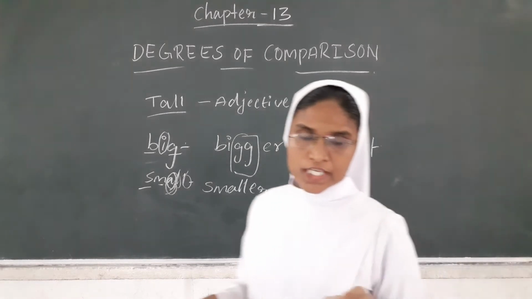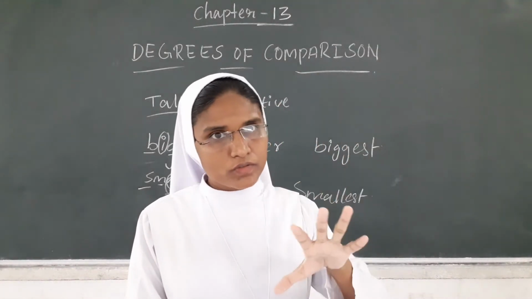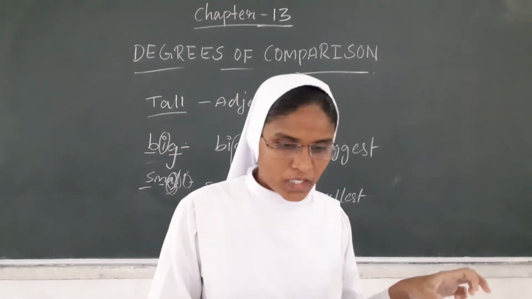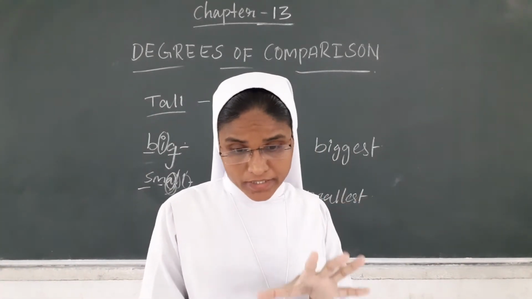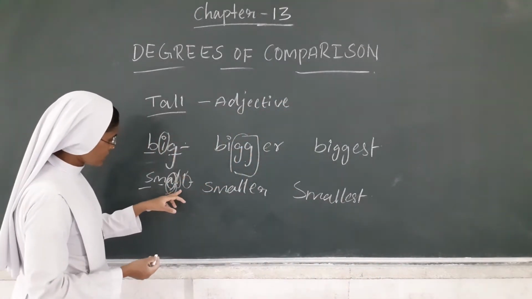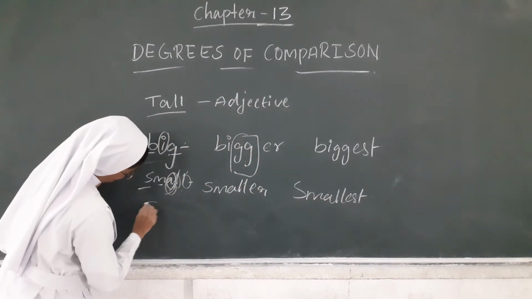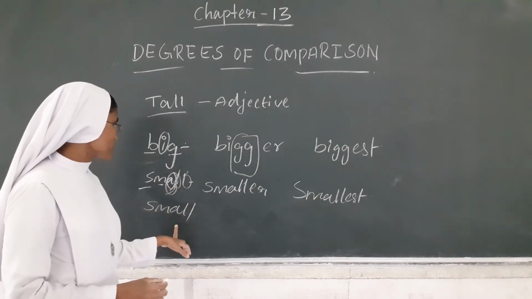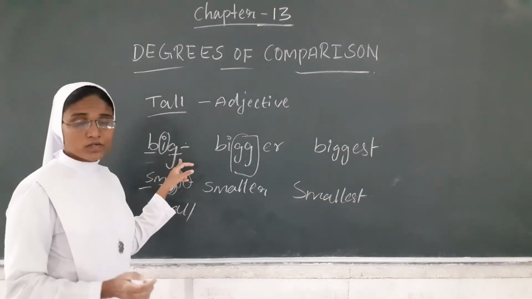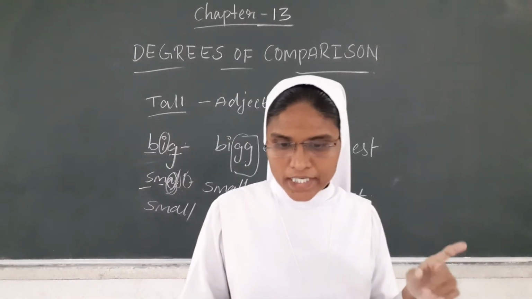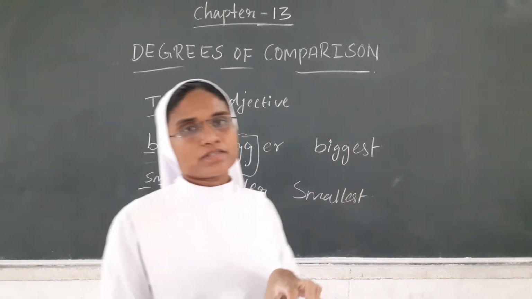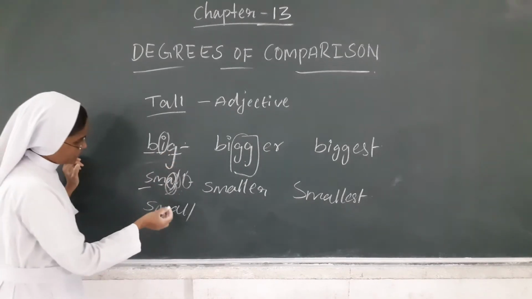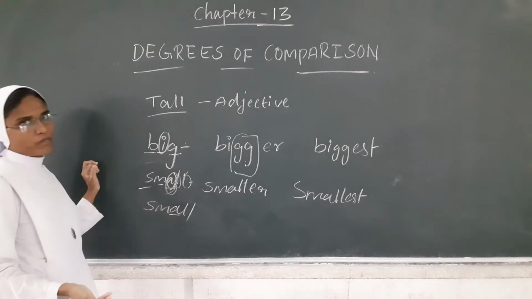See the fourth one. If an adjective is a short word, here big is a short word, and it ends in a consonant. G is a consonant, here also LL, small. Small is a consonant word, and here G is also a consonant, and it has a single vowel in the middle. Single vowel in the middle: here I is a vowel, here A is a vowel.